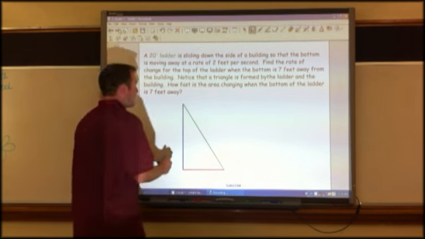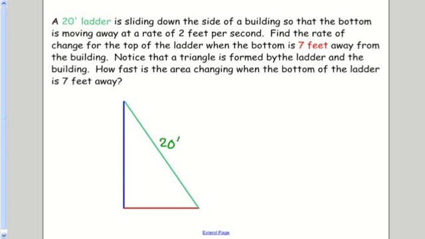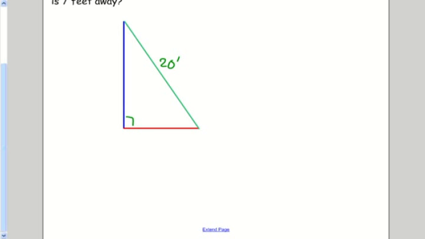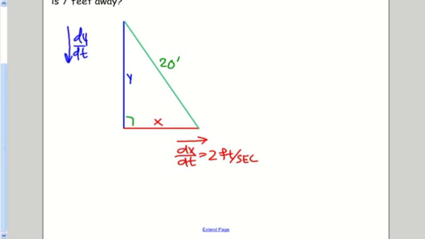All right, so here's what's going on. I've got this ladder. It's 20 feet long, leaning up against a wall, and forms a right angle, so we have a right triangle here. It says that the bottom is moving away at a rate of 2 feet per second. So if we call this x, then the rate at which it's moving away, dx/dt, is 2 feet per second. That means that up here, I'm going to call this side y, and this one is moving downward at dy/dt, which is what I'm looking for in this problem.